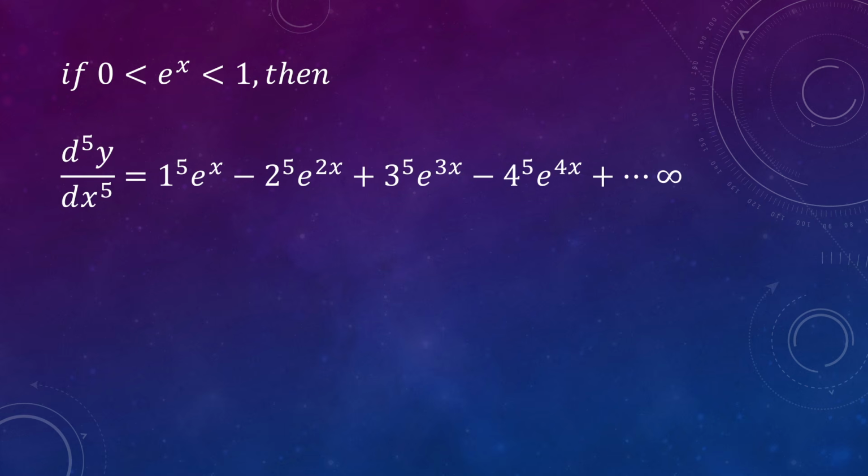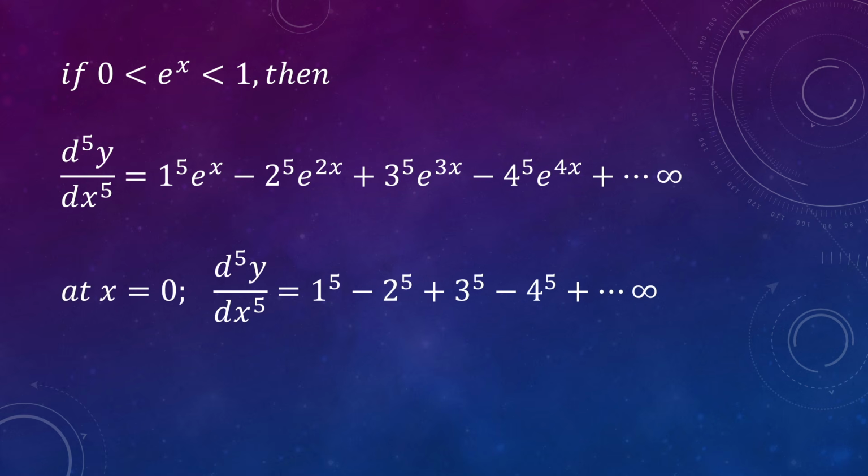Now, if e raised to x is between 0 and 1, then the fifth derivative of y with respect to x will be equal to this. And at x equal to 0, the fifth derivative of y will be equal to this expression.